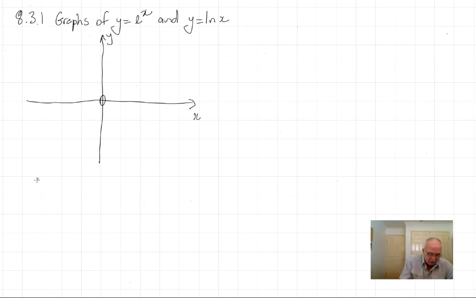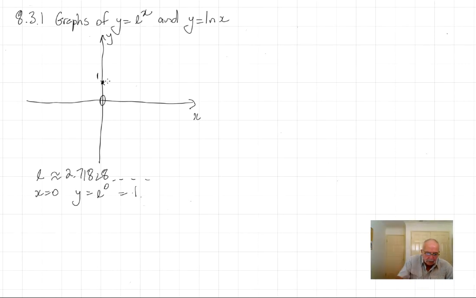Now don't forget that e is approximately equal to 2.71828, so it's a number just less than 3. Now let's have a look at the intercepts. If x is 0, that means everywhere along the y-axis x is equal to 0. So if you had x equals 0, you've got y equals e to the 0. Any positive number raised to the power of 0 is just equal to 1. So it's going to cut the y-axis at 1.